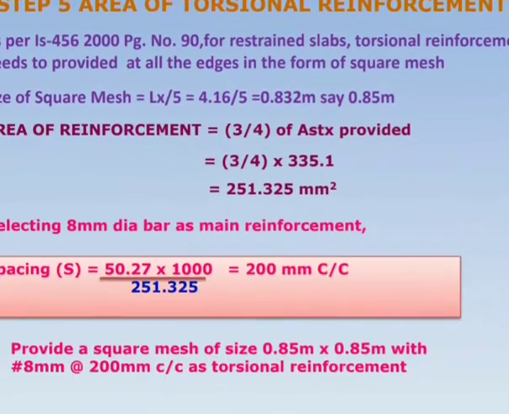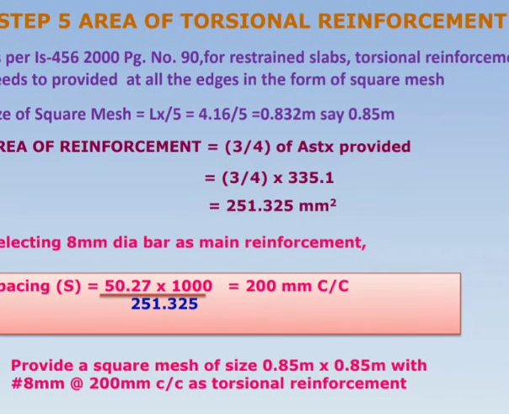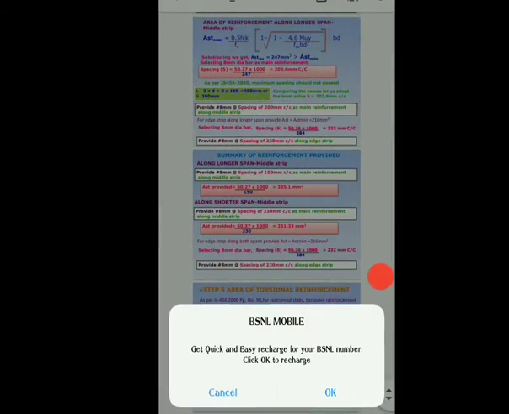Then the next step, which is there only in case of the restrained slab, is to provide the torsional reinforcement. It is as per IS 456-2000 page number 90. We have to provide this reinforcement in the form of a square mesh, and the size of the square mesh will be Lx by 5. What is Lx? Effective length in x direction, which is 4.16 meters, divided by 5 is equal to 0.832 meters. Let us assume it as 0.85. So we have to provide a square mesh of size 0.85 by 0.85.